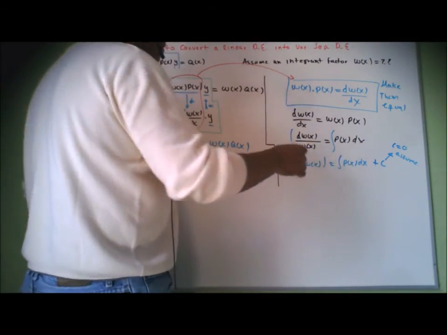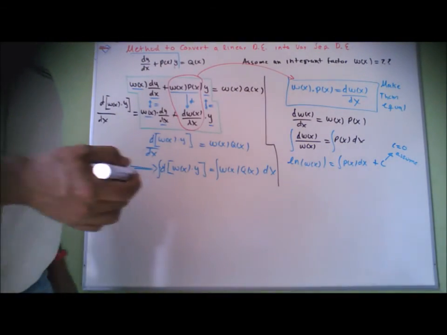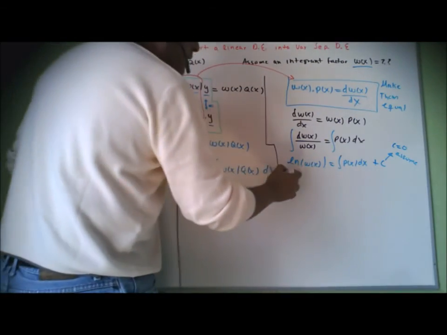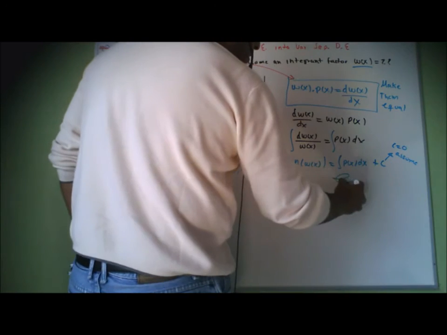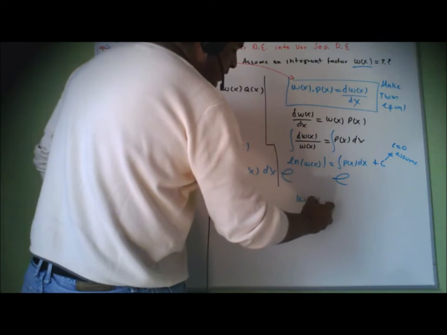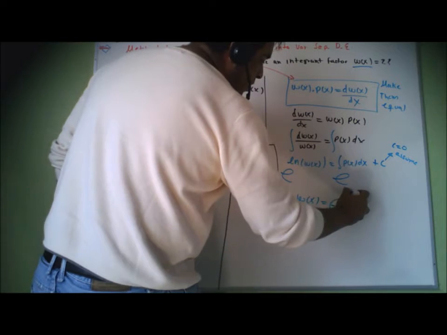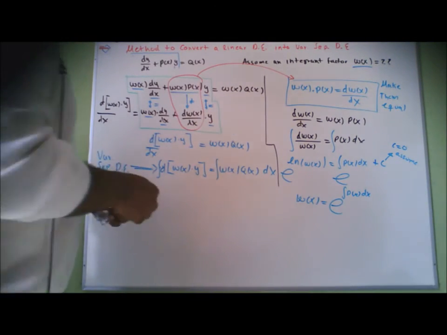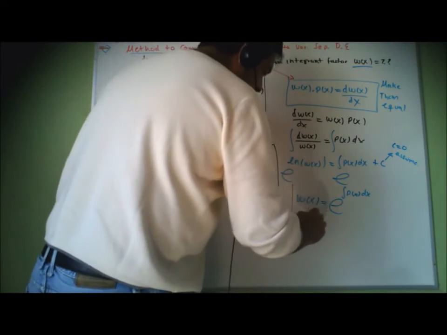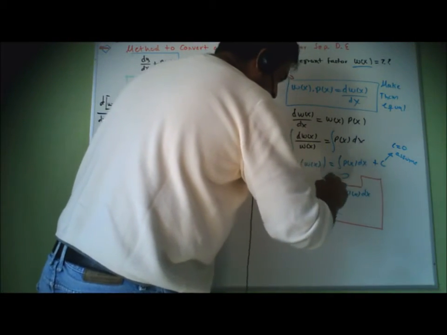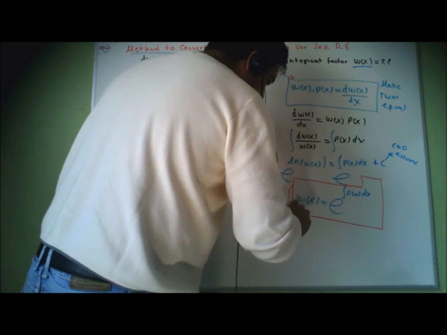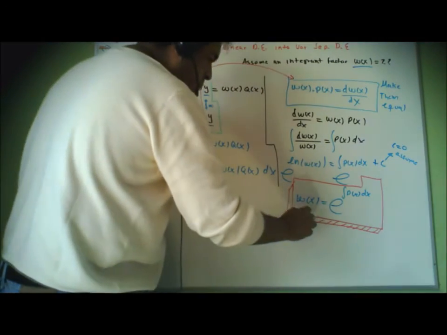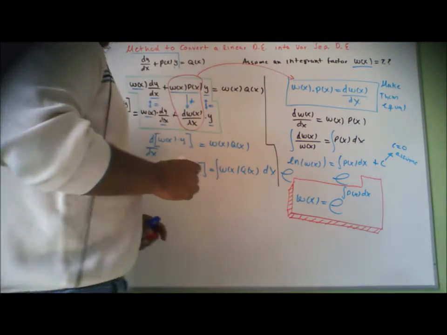Now let's clear w of x. Why do we want to clear w of x? Because we want to know what w of x is. So let's apply the exponential on both sides. So w of x is equal to the exponential of the integral of p of x, differential of x. With this, engineers, we have found w of x. So this is a very important formula that you are going to use to calculate w of x.